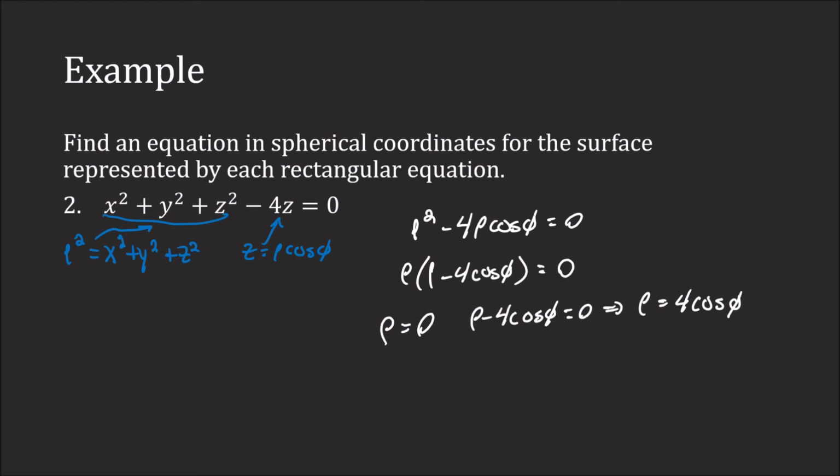Now, take note. If phi is pi over 2, then rho is 0. So actually, this is a bit redundant. So we can take as that equation, rho is equal to 4 cosine of phi.